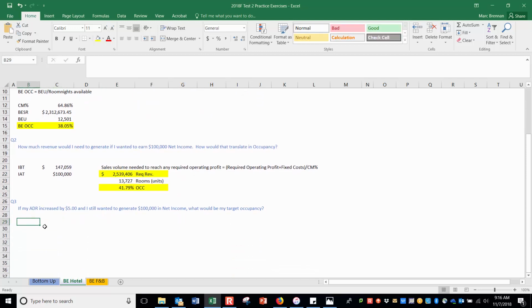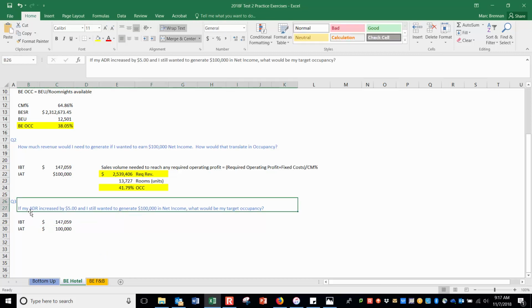Now, lastly, if my average daily rate increased by $5 and I still wanted to generate $100,000 in net income, what would be my target occupancy? Okay. So some things don't really change here. So I still have to figure out my income before tax. Okay. But when you think about it, we just did this math right here. So we know that it's $100,000 is my target. And we just did the math, so we know that the operating profit is going to be that much more.